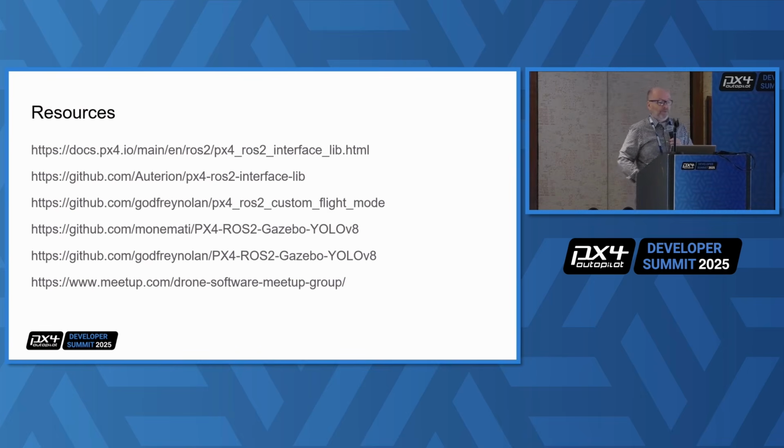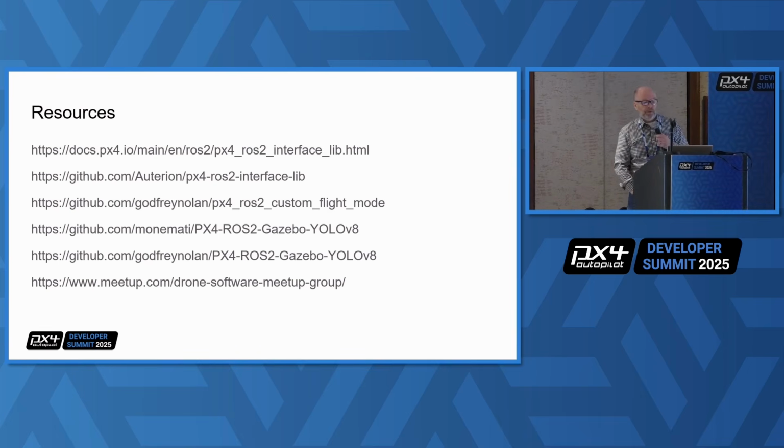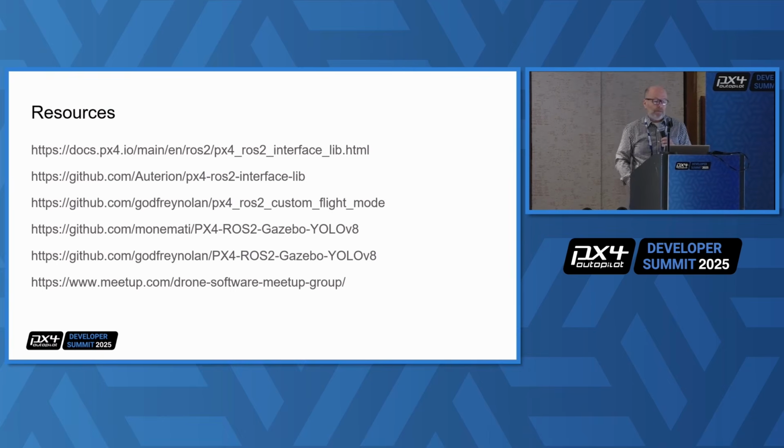Here's all the resources of all the stuff that we used. So the ROS2 library, the GitHub repo with the example flight modes. I thoroughly recommend going out and looking at all the different ones in there. The modified code that we have for the custom flight mode, and then the original Monomati Gazebo, and then the modified one that we have.